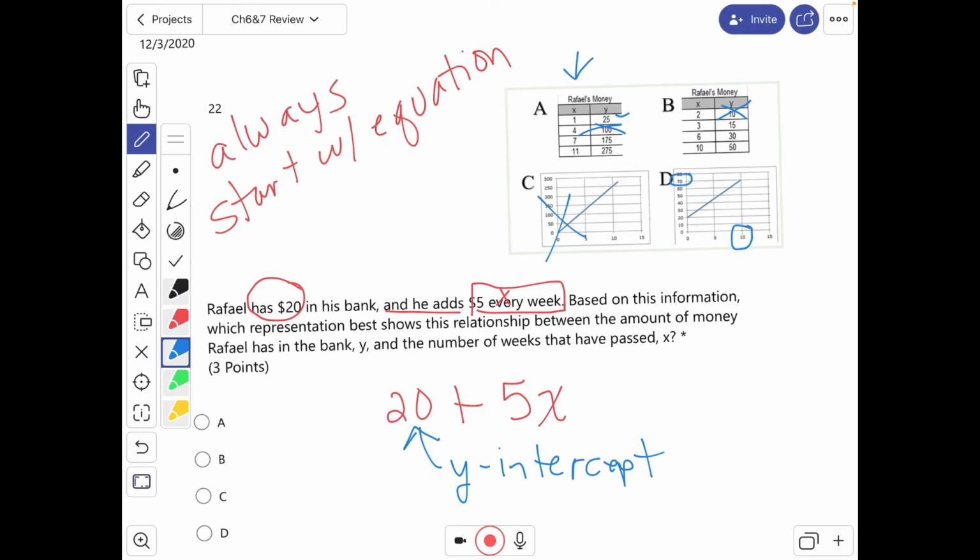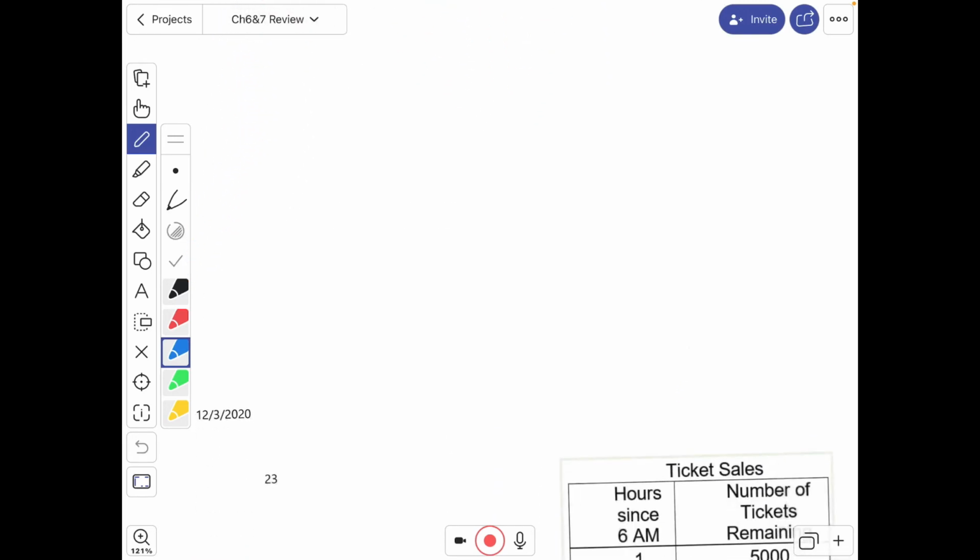So the only one left is D. Let's try plugging in 10 and see if I get 70. 5 times 10 is 50. 50 plus 20 makes 70. So yes, it is D. Always start with the equation.